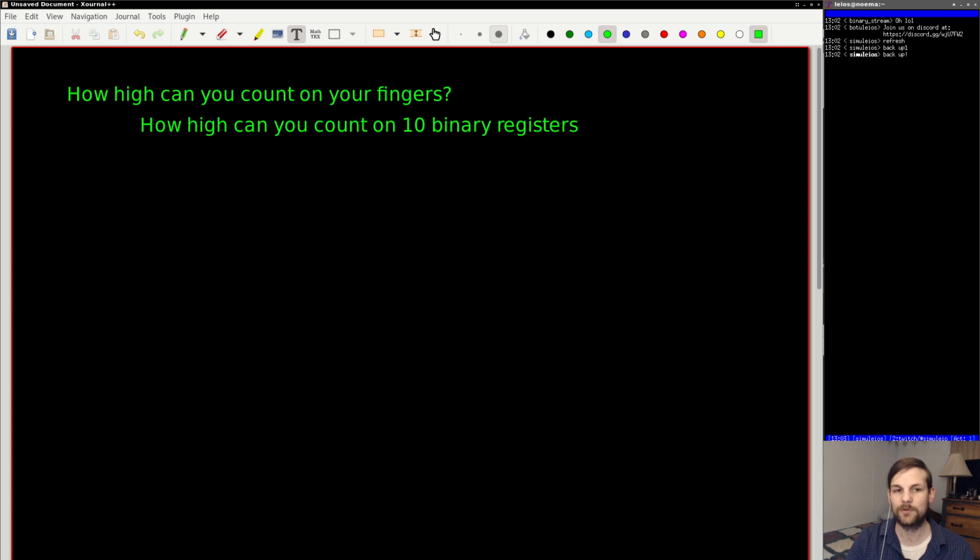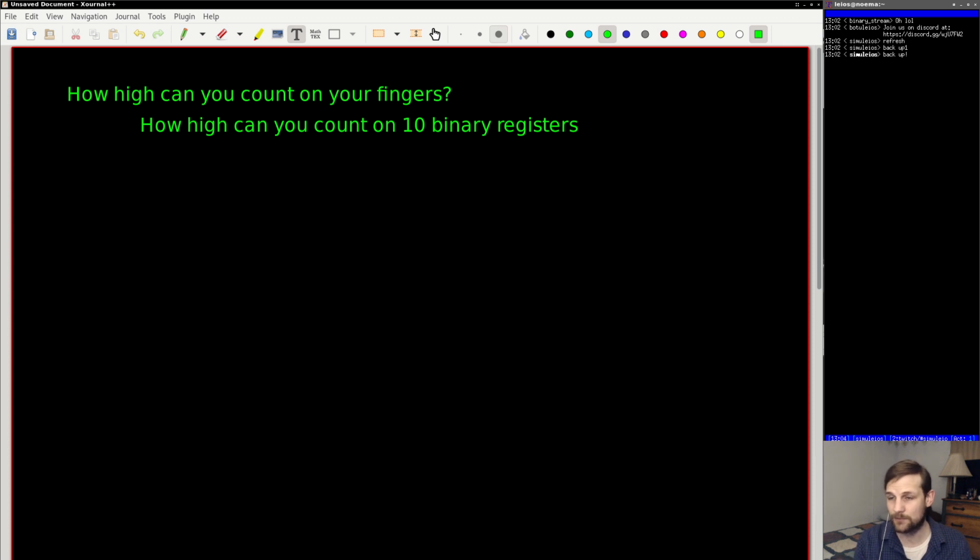Right? Because in principle, if you have your fingers, they can go down or up, right? So, you know, you clearly have 10 binary registers: 0, 1, 2, 3, 4, 5, 6, 7, 8, and so on and so forth. You can do it that way.